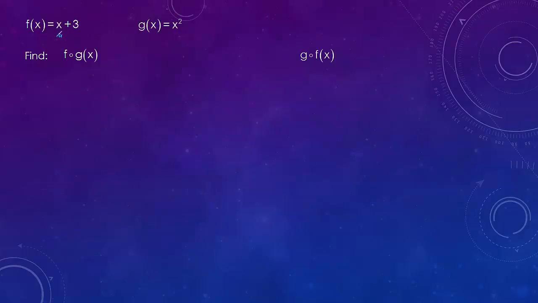So we have f of x is x plus 3 and g of x is x squared. We want to find f of g of x. So f of g of x, you don't have to write the little circle, you can write fg, is, well, g is x squared, so we need to do f of x squared. And what does f do? It adds 3 to the input. So the input is x squared here, so we just add 3 to that.